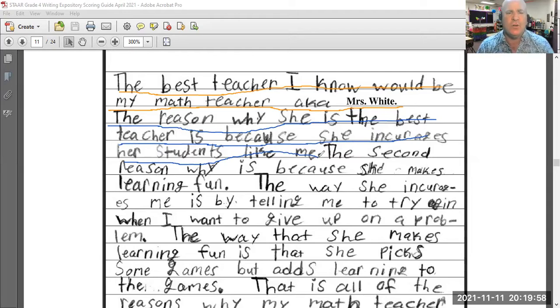But this student was taught a formulaic approach, which says, before you give your reasons separately, tell the reader as a form of your necklace what's called a preview statement. The second reason, and I'll change the color to green because that's what we use. The second reason why is because she makes learning fun.